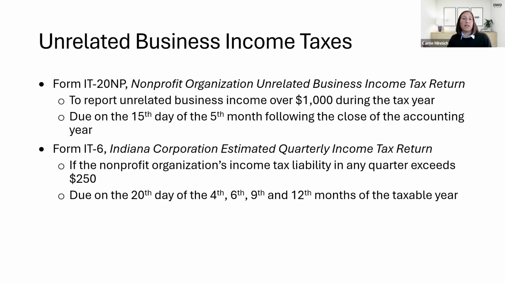And then also it would calculate how much you need to pay, and then you would make that payment. So at the state level as well, there's a form IT-20NP that reports the state income taxes on unrelated business income that you do have to pay. There also, if you have over a certain dollar amount, you might have to make estimated tax payments. So just know again that if you have unrelated business income, you do have to report and pay both federal and state taxes on that activity.